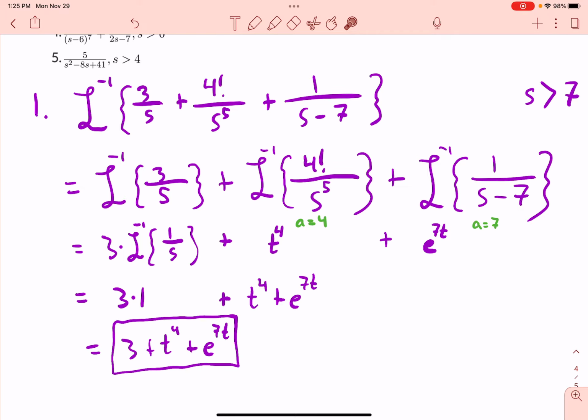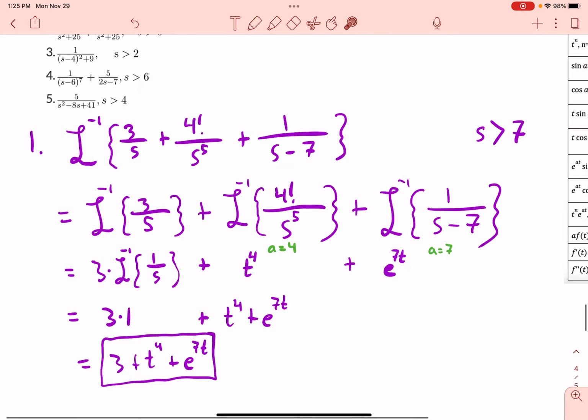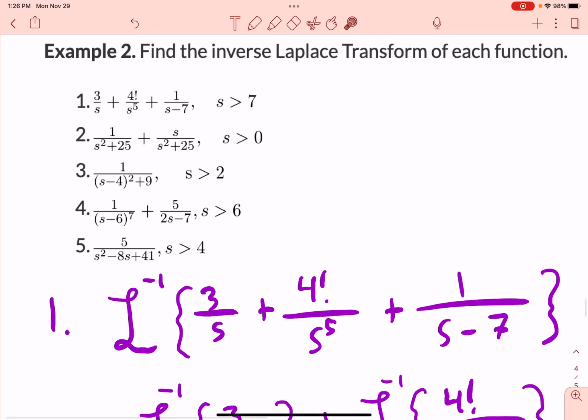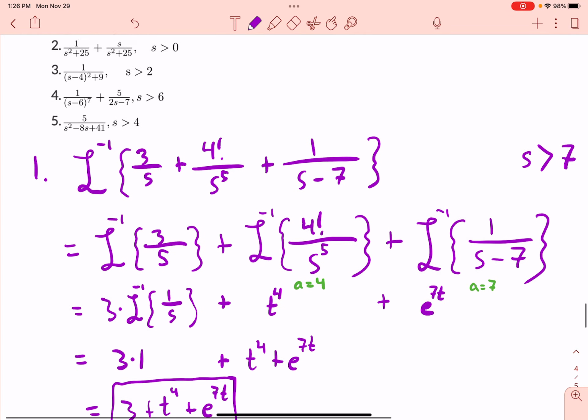I suggest, if you have not done so already, pause, work through problem 2. Here are the rest of the problems. I'll zoom in on them. So if you want to pause here and work through problems 2 through 5 if you can, and then come back and check in with me. We'll see how you did. All right, continuing on, let's take a look at problem number 2.